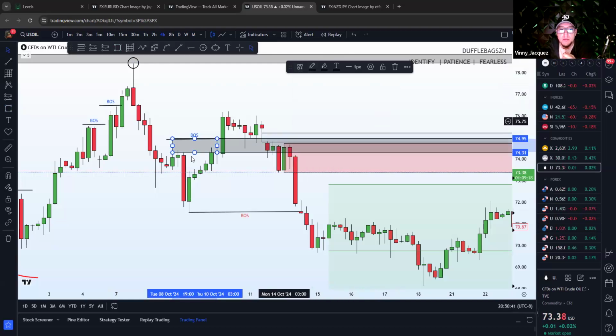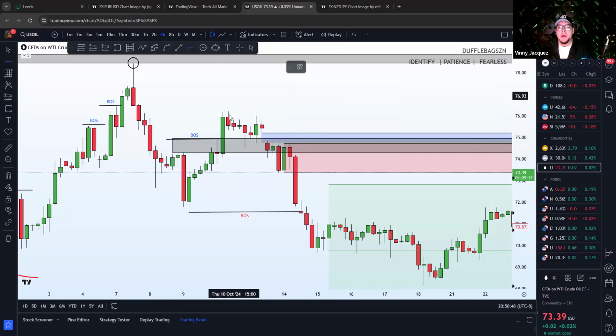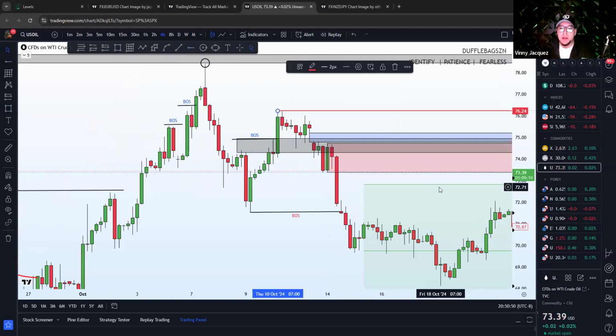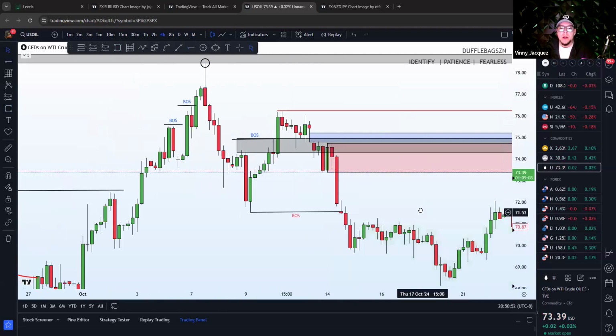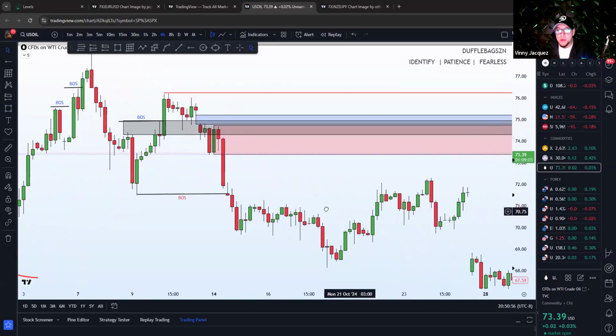And this would be my left shoulder, right? Let me go ahead and just make this a bit darker. And my stop loss would be the high, right? But now look at this, guys. All we have to do is wait.